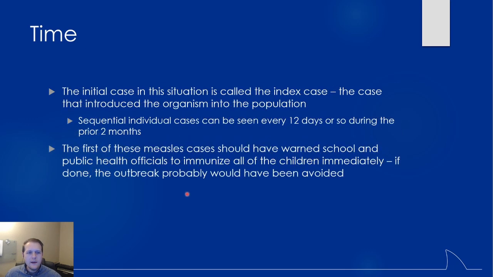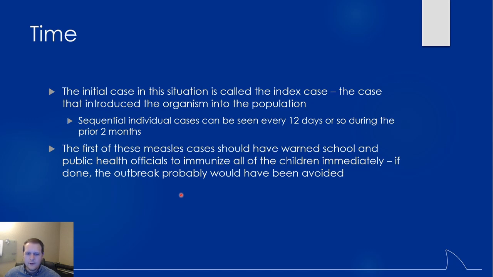Now here what you're going to find is that the initial case in the situation was called the index case. That's going to be the person who actually introduced the organism into the population. Kind of consider that your patient zero, so to speak. And so you'll find these sequential individual cases can be seen even 12 days or so during that prior 2 months. And again, the first time you caught this case of measles here, it should have been warning the school and public health officials, hey, we should make sure that everyone's immunized appropriately. And if it had been done, the outbreak probably would have been avoided, right?